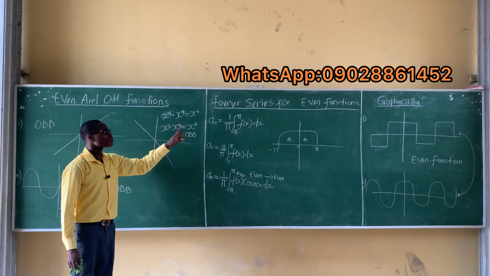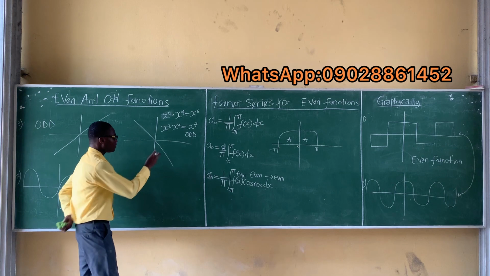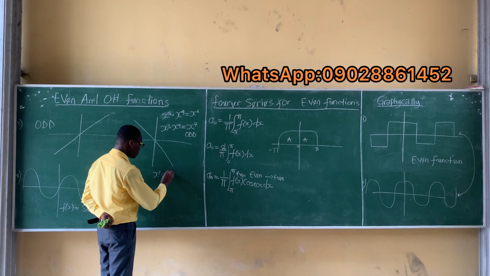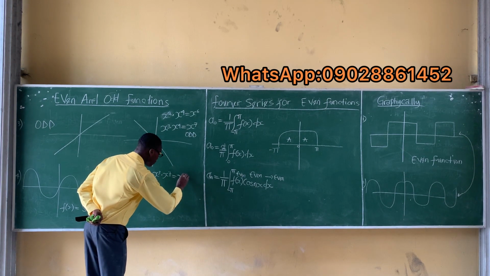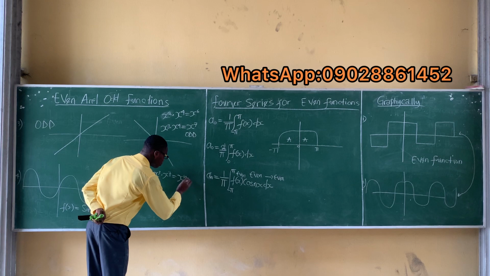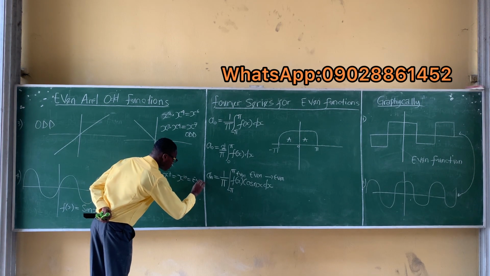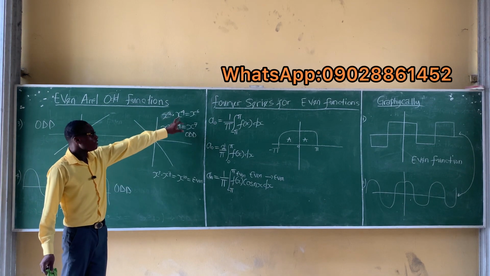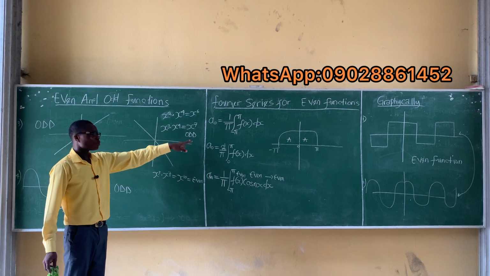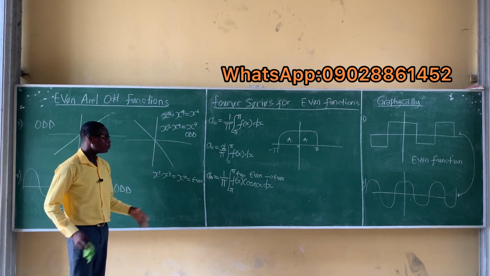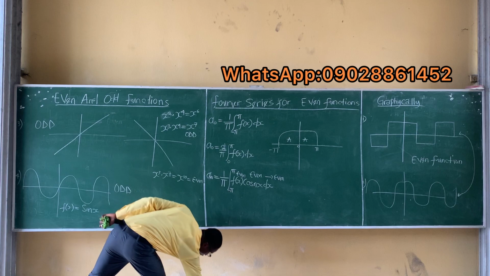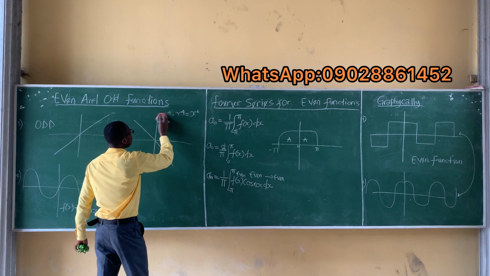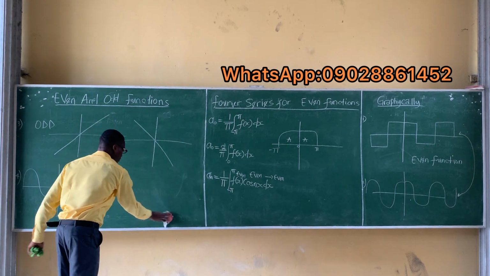Even times odd will give us odd. What about odd times odd? If we have x to the power of 3 times x to the power of 7, this will give us x to the power of 10, which is even. So please take note of these three conditions. Even times even will give us even. Even times odd will give us odd. Then odd times odd will give us even. Please take note of these three conditions because it will be very important for us in Fourier series.